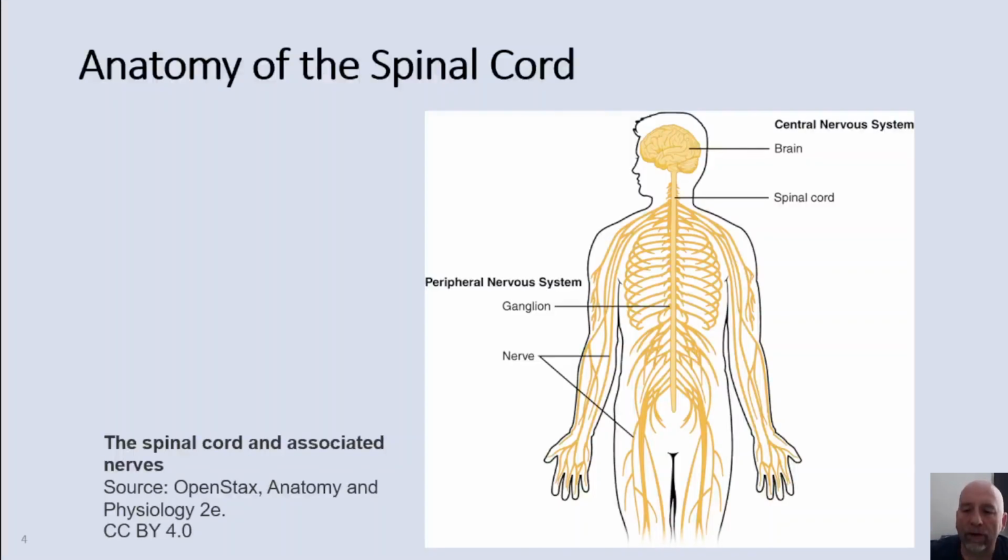The spinal cord is a long cylindrical bundle of nervous tissue that extends from the brainstem down the vertebral column. The spinal cord is responsible for relaying sensory information, transmitting motor commands, coordinating reflexes, and regulating body functions.